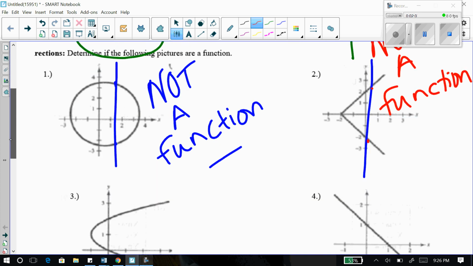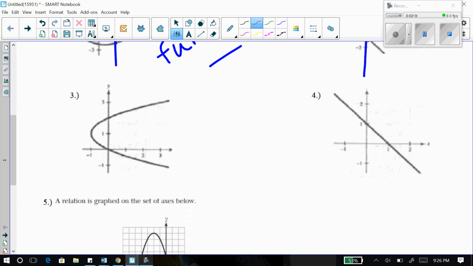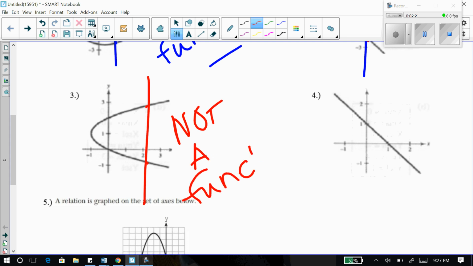Let's try the next one. Is there a spot where I can draw a vertical line up and down so that it hits this graph in more than one spot? Yep, one, two. So this is not a function.